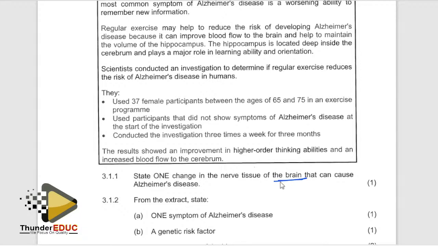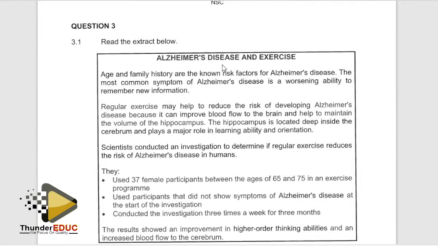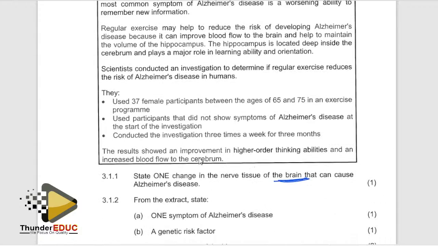Nerve tissue of the brain that can cause Alzheimer's disease. So here we are saying that as a result, it shows an improvement in high order thinking ability and increased blood flow to the cerebellum. They say nerve tissue of the brain. Automatically, state 1 change in the nerve tissue of the brain that can cause Alzheimer's disease.